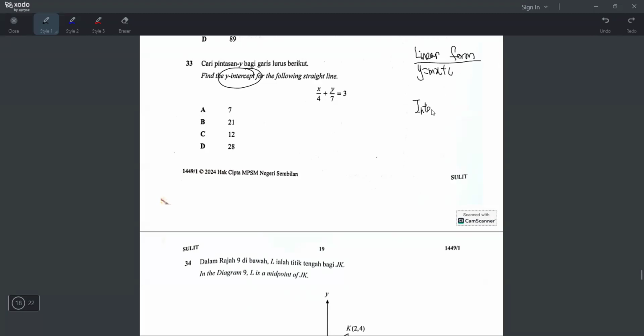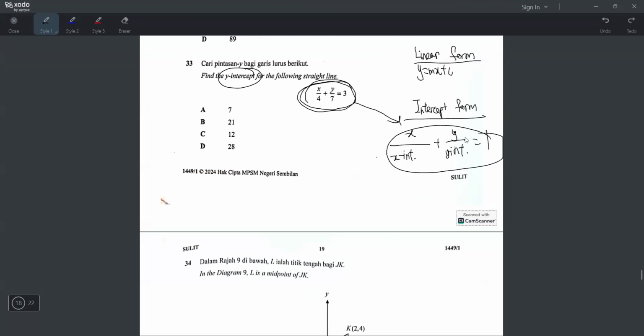But there's one more form that you learn, called the intercept form. The intercept form looks like this: x over x-intercept plus y over y-intercept equals 1. If you look carefully at the question here, the equation is very similar to the intercept form, but it's not the intercept form yet because the intercept form must equal 1. This one equals 3, right? Since it already looks similar, why not change it to the intercept form yourself, and then you can get your y-intercept just by reading it. So what we do now is take everything and divide by 3.